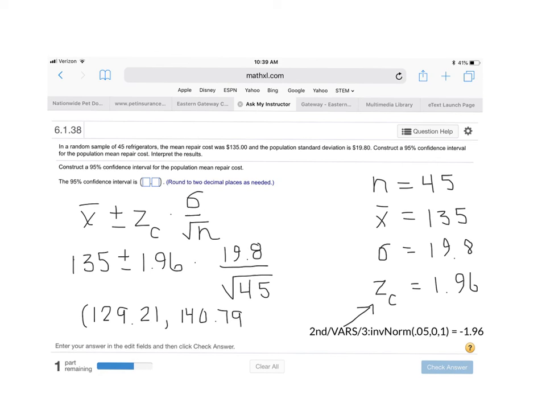So we can basically say that we're 95% confident that the true population mean repair cost of all refrigerators of this variety is somewhere between $129.21 and $140.79.